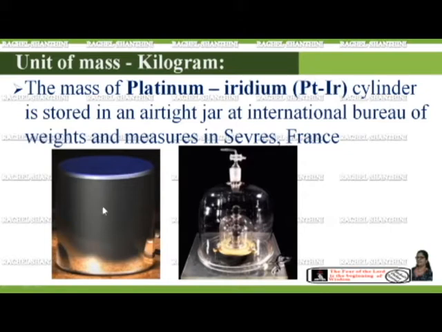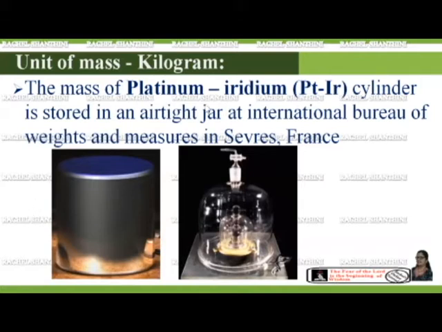The scientific world has taken this platinum iridium alloy as a standard reference because it is a highly resistant material and won't get attacked easily by any chemicals, and its mass won't change for an extremely long period. So that is the reason they have taken the mass of this platinum iridium alloy as the standard for measuring the kilogram, which is the unit of mass.